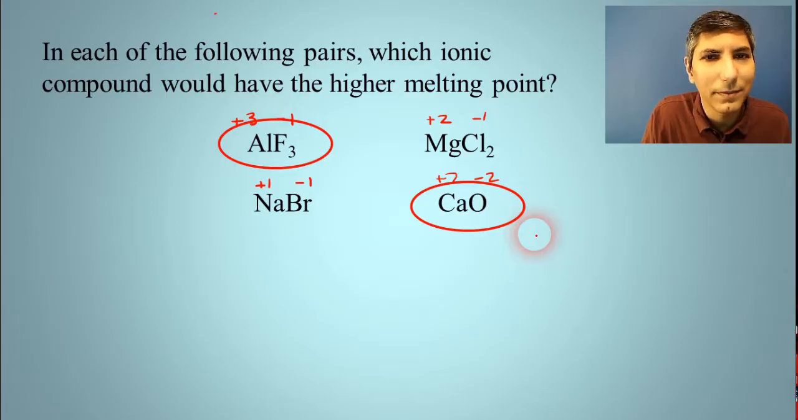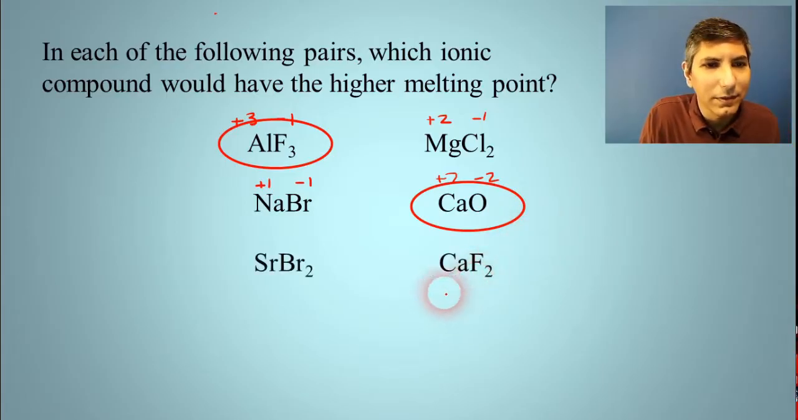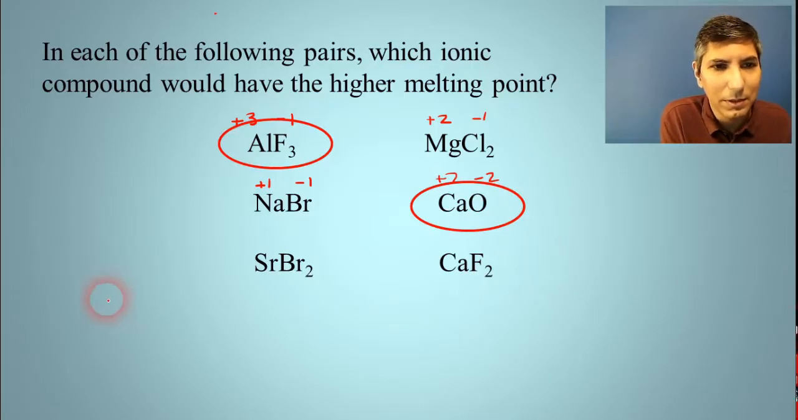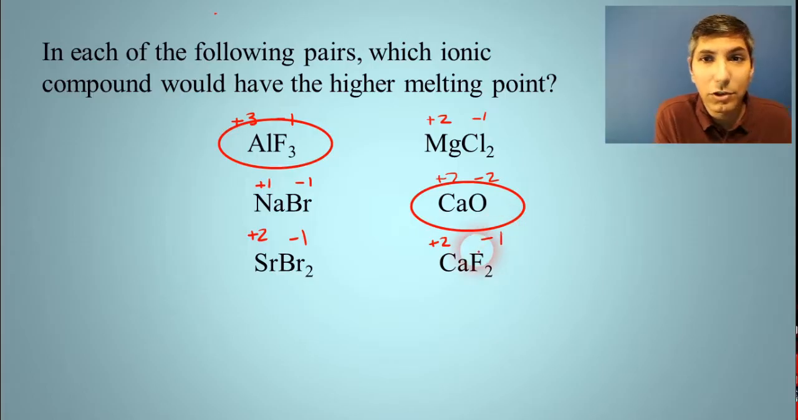Look at those charges. Let's try this one here. Strontium bromide or calcium fluoride. Well, once again, look at the charge differential there. This is a +2, -1. Calcium is a +2. Fluoride's a -1. So the charge isn't going to tell us, is it? So what's the tiebreaker? It's the ionic size.